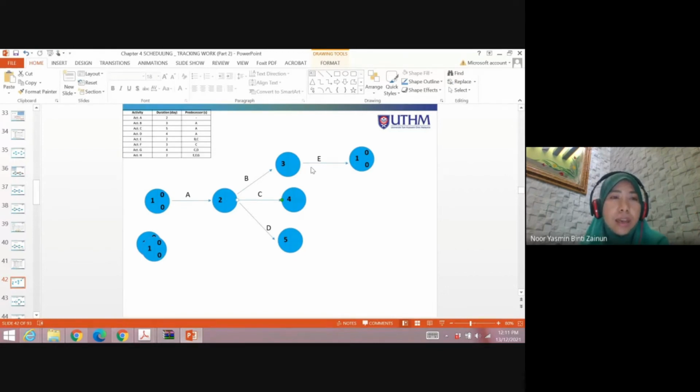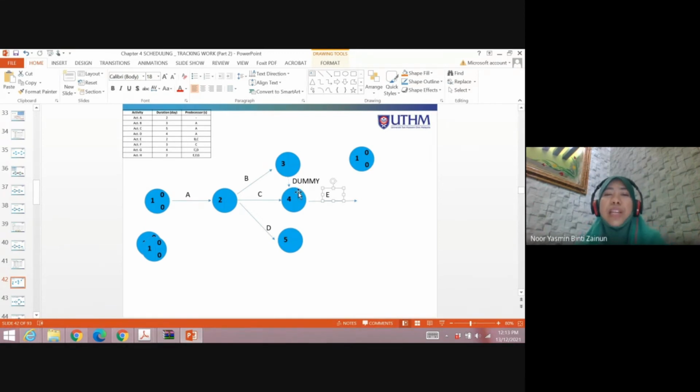This dummy is here. The dotted line shows the dummy, so that you can show that after B and C finish, the activity can be carried forward. So the predecessor for E is B and C. The arrow must come down. However, another activity is F. F's only predecessor is C.